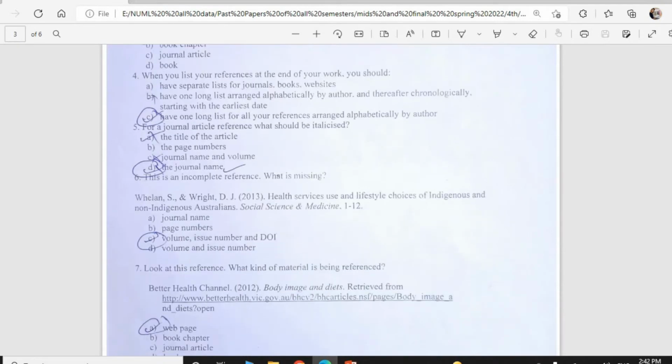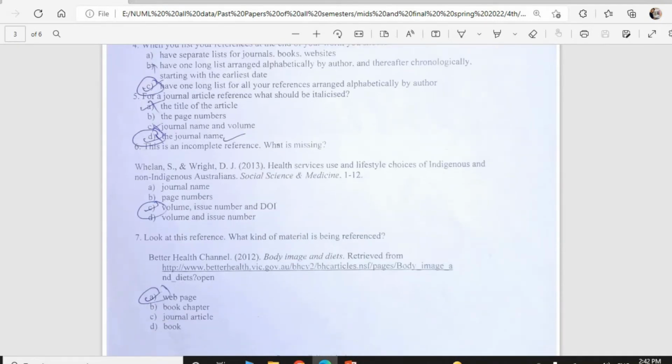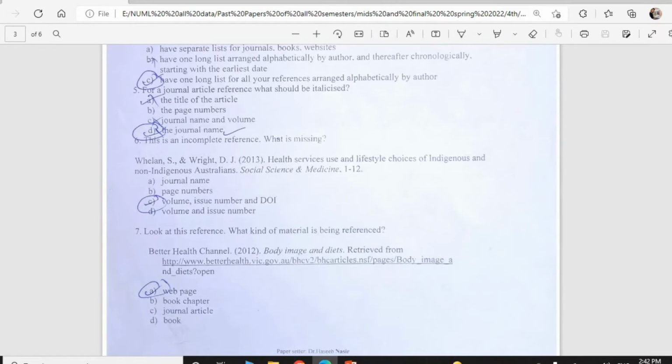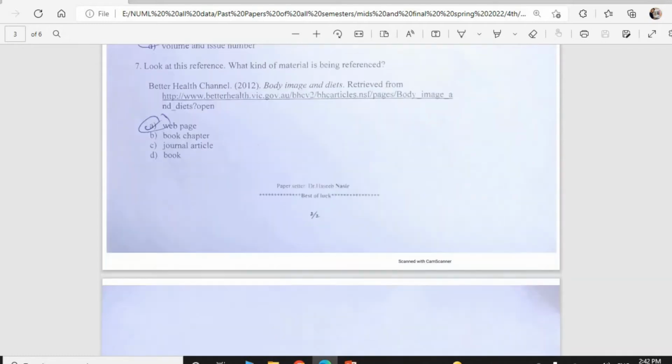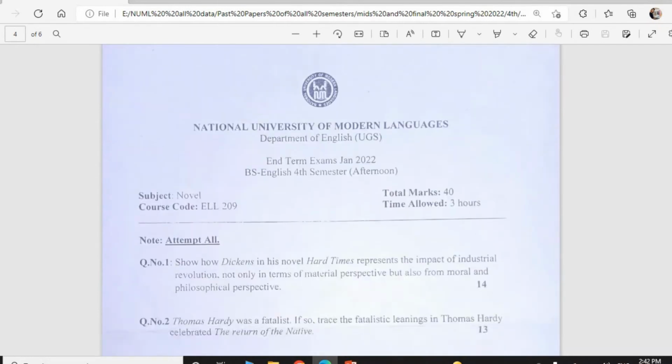And the sixth one: this is an incomplete reference. What is missing in there? So obviously volume, issue number, and DOI are missing there. Seven: look at the reference. What kind of material is being referred to? Obviously it refers to a web page. And for the novel, 3 questions are there.